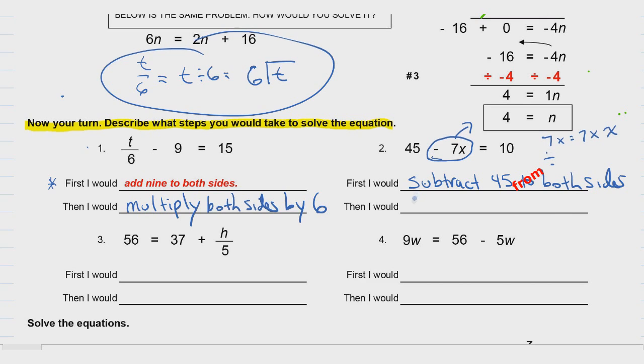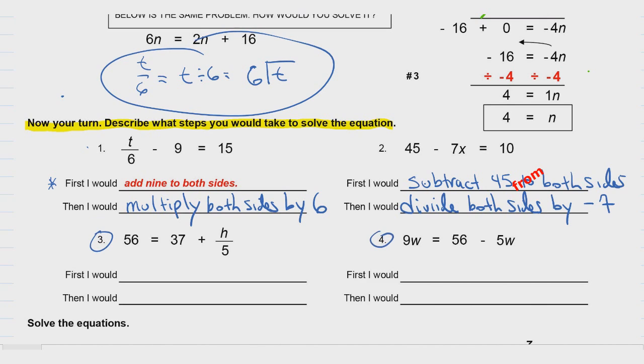So then I would divide both sides by negative 7. Don't forget that negative right there. And those would be the two steps you would need to do to solve the equation. This is what I'd like you to do. I would like you to try 3 and 4 on your own. When you're finished, come back to me and we will check your answers. See you in a bit.